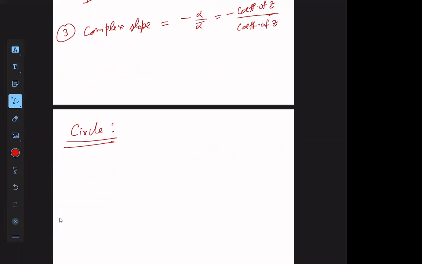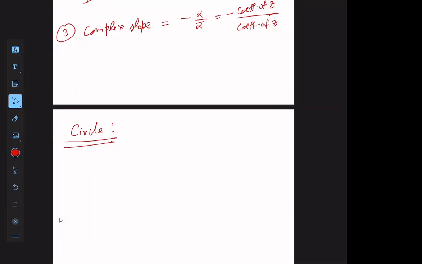You have to change both, in case of a perpendicular line or a parallel line. In case of a perpendicular line, you need to change the coefficient of z bar as well as the constant term.